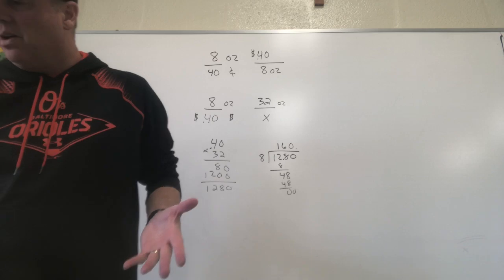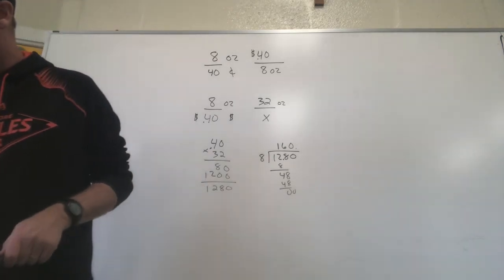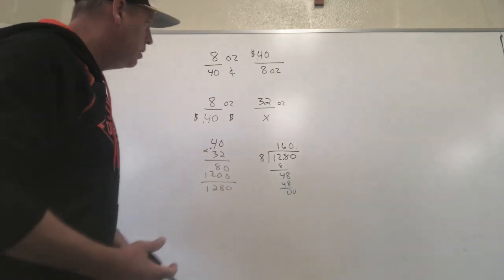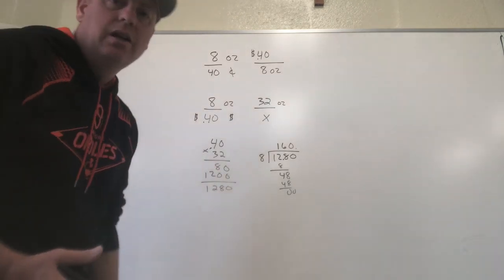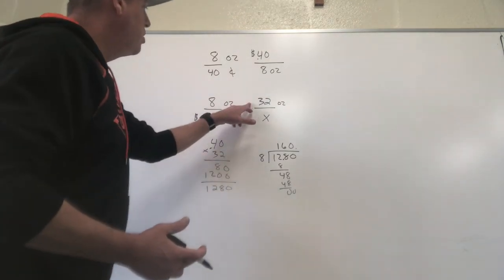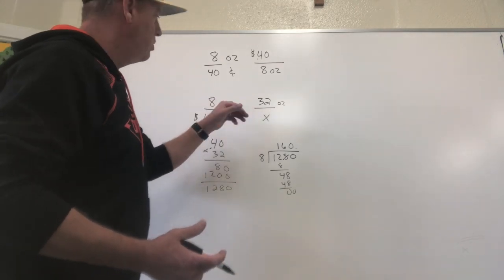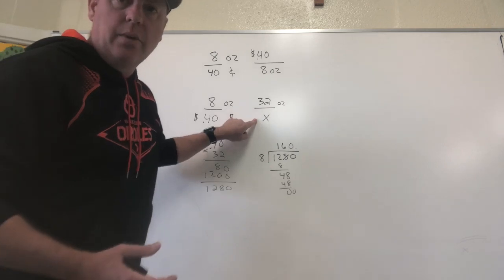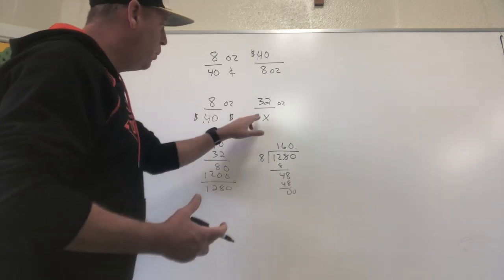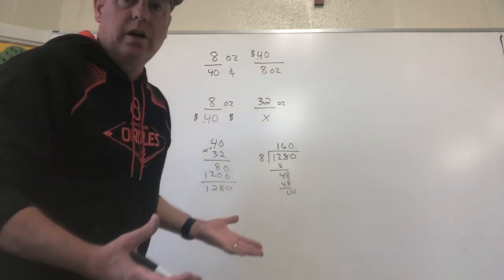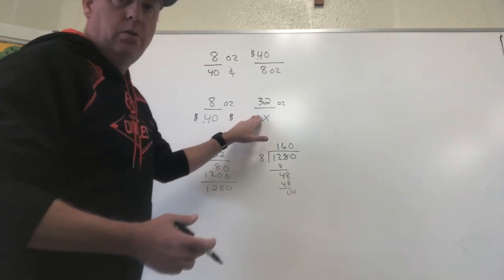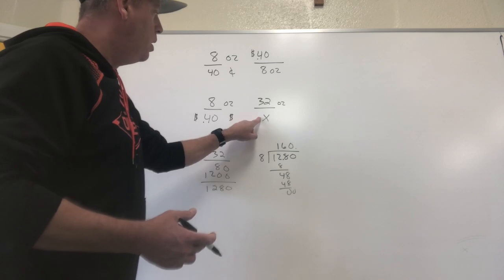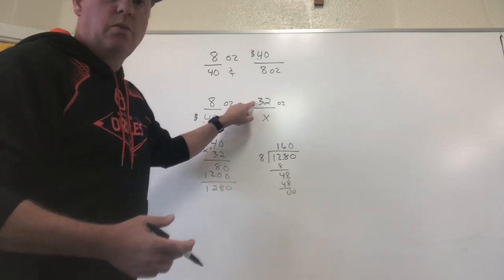In the book, it's talking about a solution. Or say it was cereal. So they want to know how much 32 ounces of this solution or cereal costs. We don't know what it costs, so we mark that with an X. I could put a question mark, or a W, or if it was cereal, a C. It's an unknown.